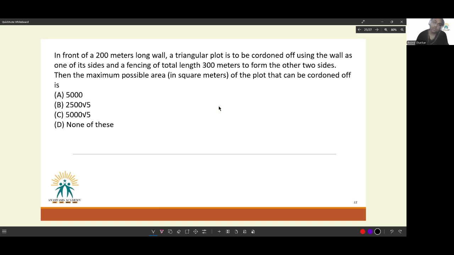Okay. In front of a 200 meters long wall, a triangular plot is to be cordoned off using the wall as one of the sides and fencing of total 300 meters to form the other 2 sides. So 200-meter wall, and fencing of 300 meters. So this length and this length together are 300 meters. So this will be 150, this will be 100, this will be 150, this will be 100. Then the maximum possible area in square meters of the plot that can be cordoned off.